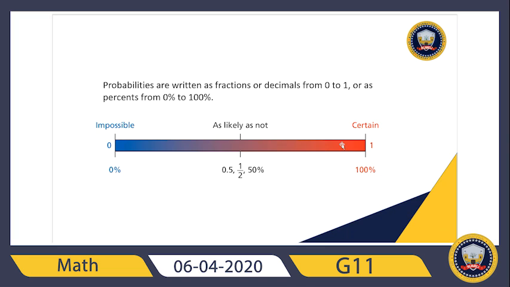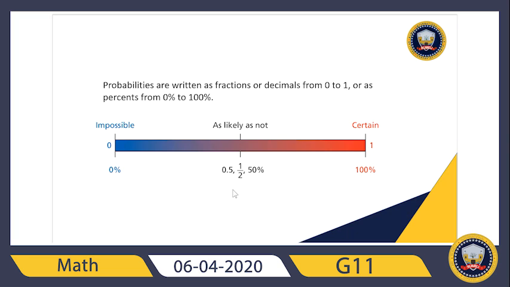Let's look at this line. In this line we have a line between 0 and 1. Basically, if one of these events is not likely to happen at all, which is an impossible event, we would say the probability of this event is 0 or 0%. If we are 100% sure that this event is going to happen, so this is basically a certain event, we would say the probability of this event is 1 or 100%.